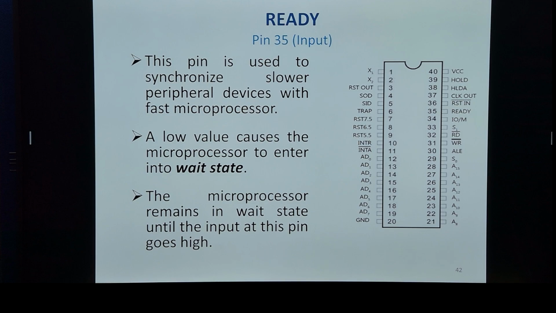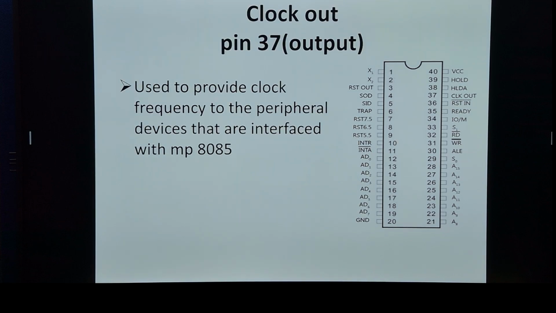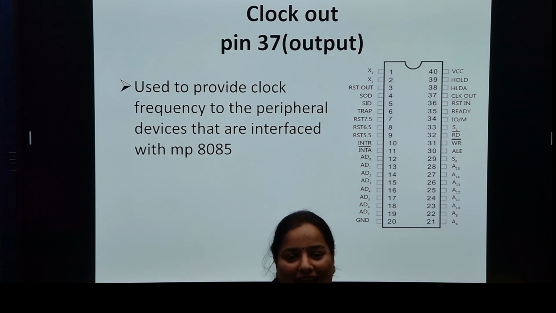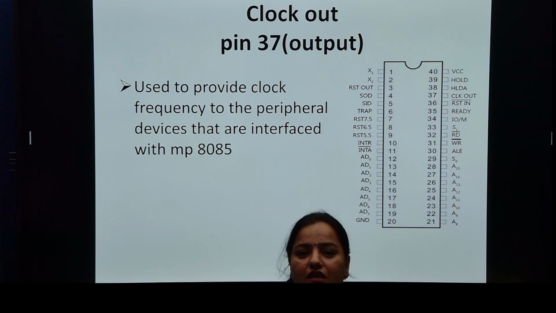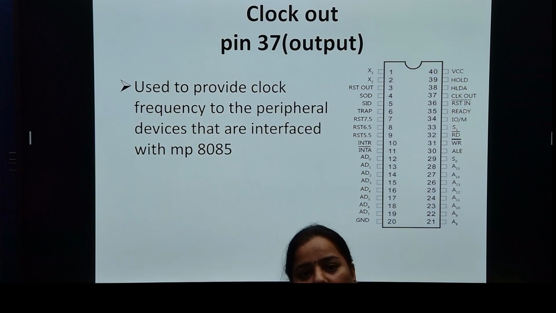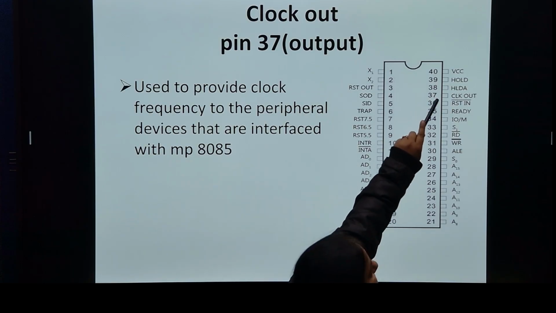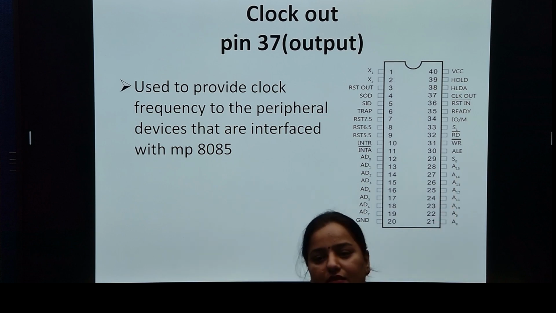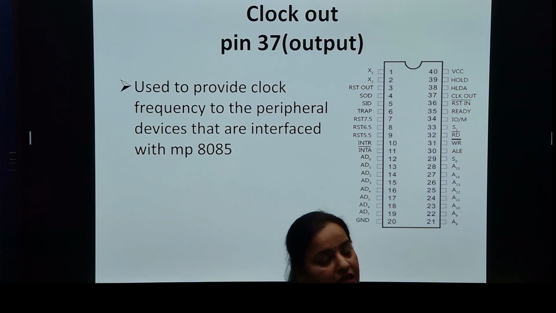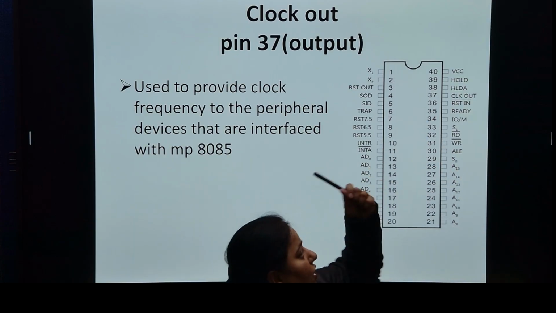Then is pin number 37. Pin number 37 is the clock out pin. Pin number 1 and pin number 2 are clock inputs. As I said, we are providing the crystal input across pin number 1 and pin number 2 for generating the clock frequency. The clock frequency of the 8085 microprocessor is 3 to 5 megahertz. So pin number 37 is clock out. What it means is the peripheral devices that are connected with the microprocessor will get the clock frequency from this pin.